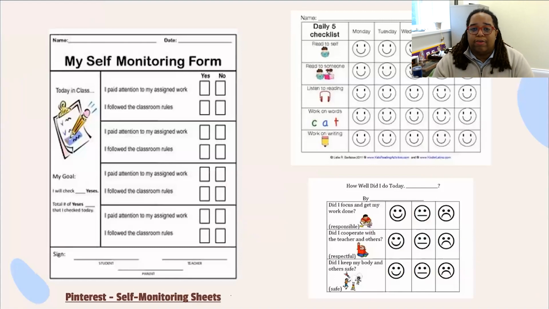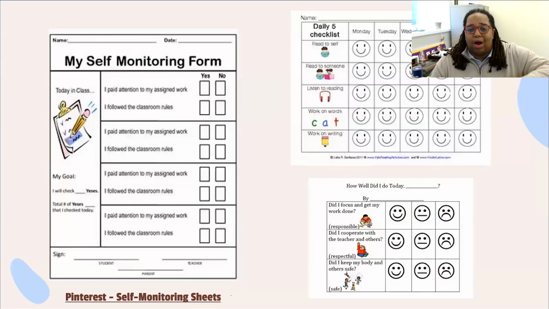So here are some examples of self-monitoring forms. I have a link here to the Pinterest page that I found that has these types of forms on it. There are lots of other ones, and we can create them. Again, I think students should make their own, deciding what graphics are on there, what it looks like, what font it's in, all those pieces, right? But thinking about: are they paying attention? Are they following the classroom rules? What is their goal? How many yeses do they need to have? And then everything signed. You could have the student, teacher, and family sign it as well. So again, different ways that we can implement this.